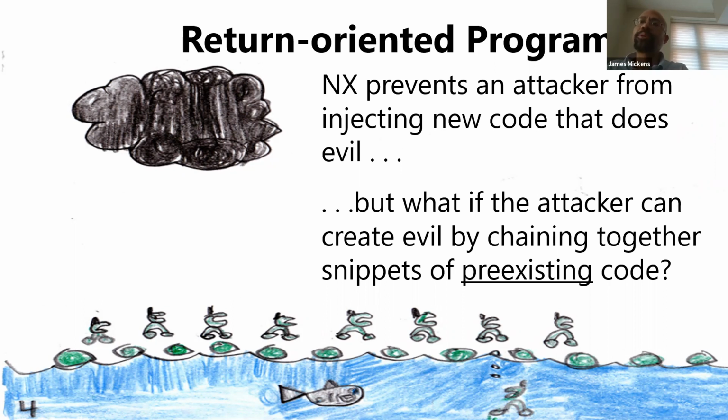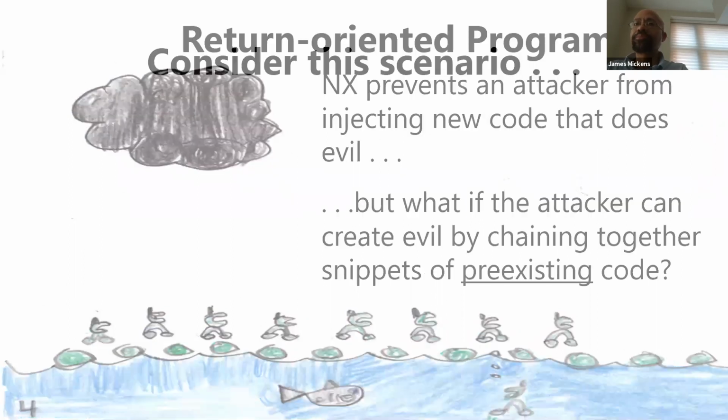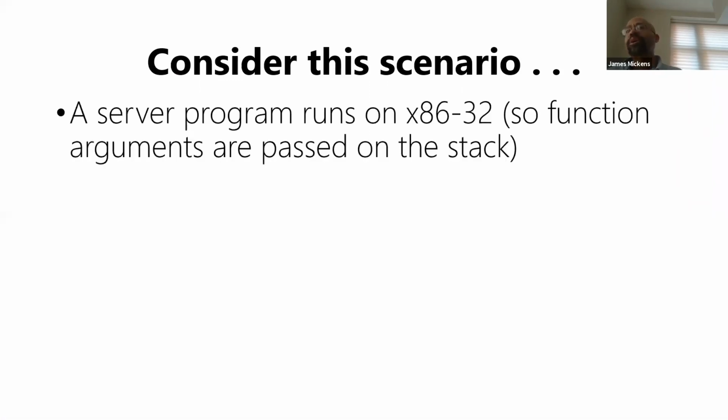And return-oriented programming enables exactly this. So let's consider the following scenario. This scenario will start out kind of being contrived, but we will make it more realistic over the course of the next 10 or 15 minutes. But for now, let's imagine that we have a server program. So it's a network server. It runs on a 32-bit x86.